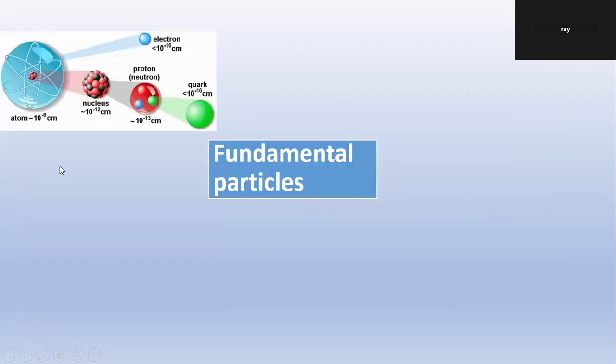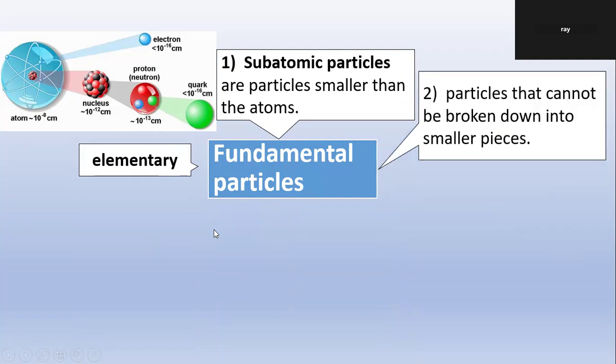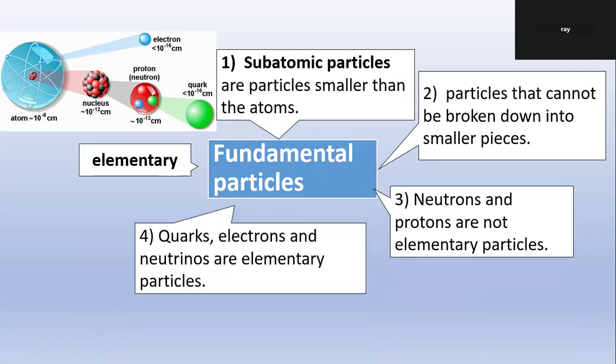That's your size. This is in cm, atom is 10^-8, nucleus is 10^-12, proton is 10^-13. I don't think you need to worry about all these sizes, only nucleus and atom. Some call it elementary particle, some call it fundamental particle. Subatomic particles are particles smaller than the atom. Fundamental particles are particles that cannot be broken down into smaller pieces. Neutrons and protons are not elementary particles. Quarks, electrons, and neutrinos are elementary particles.